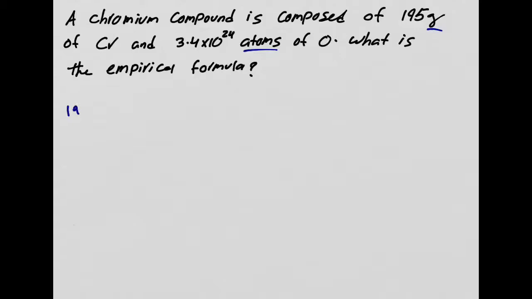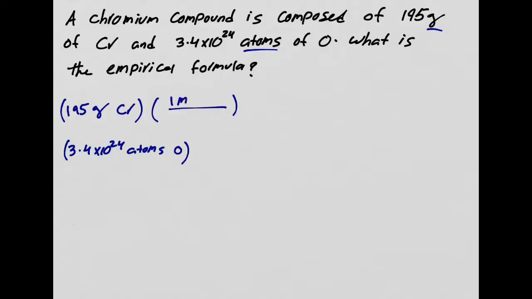So I have 195 grams of chromium, and I have 3.4 times 10 to the 24th atoms of O. What I have to do is convert them to moles. 1 mole of chromium is 52.0 grams, so the grams can cancel out. What I end up getting is 3.75 moles of chromium. Okay.